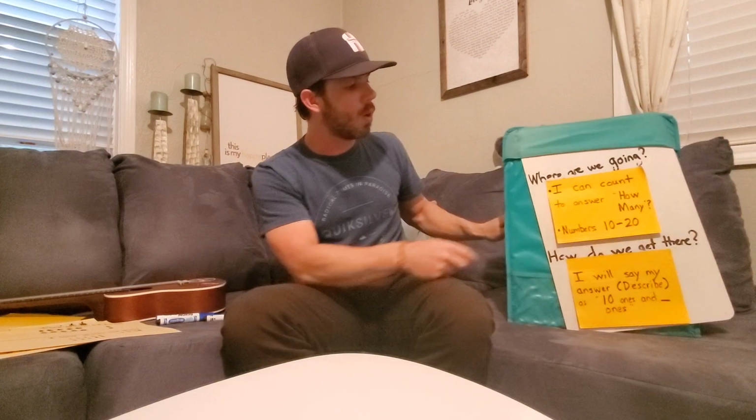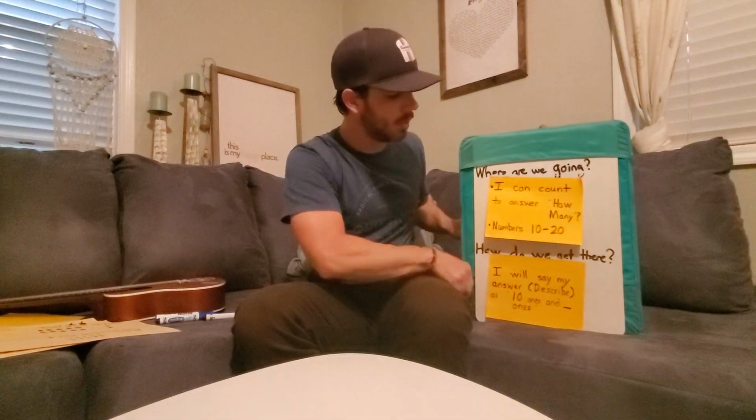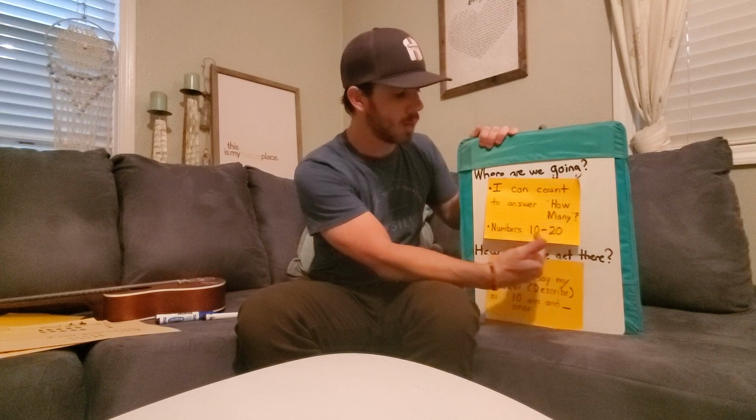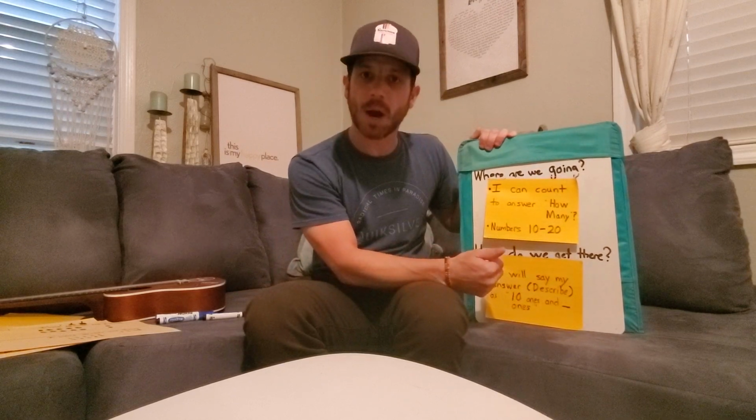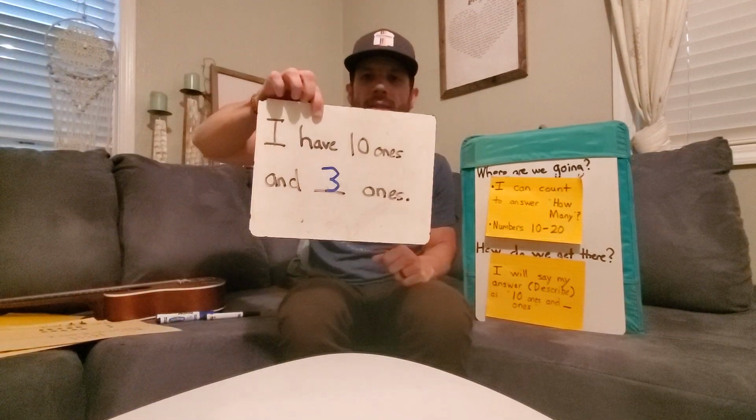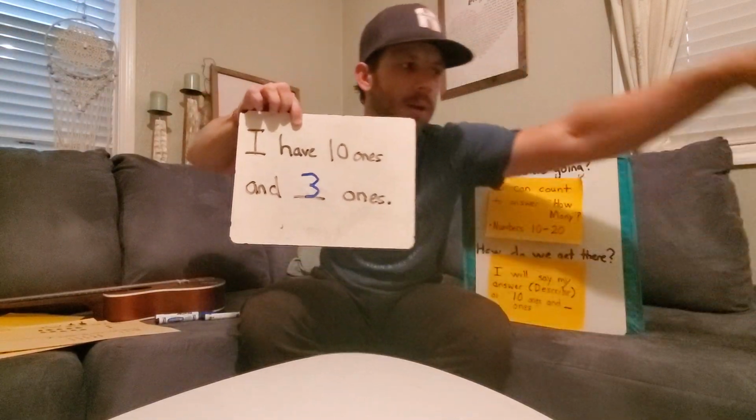I am going to go back up like this. Talk to you guys about how well I think that we just did together. Remember, where we were going today was we could count to answer how many, using those numbers from 10 to 20. And the way that we got there was we described our objects as 10 ones and some more ones. Remember? We had 10 ones and 3 ones when we were talking about our Mancala beads.